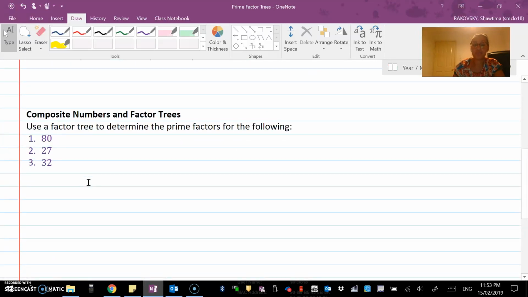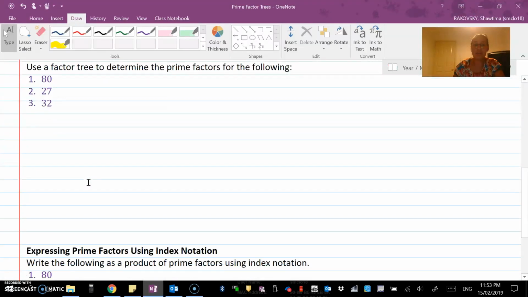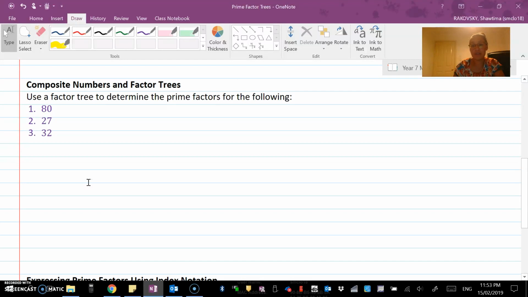So getting into what we're doing, we're looking at composite numbers, so those that have more than 2 factors. Mind you though, you can use factor trees with prime numbers. It's just not going to be very tree-like. It's just going to be a fork. Alright, so using factors to determine the prime factors of the following, use a factor tree.